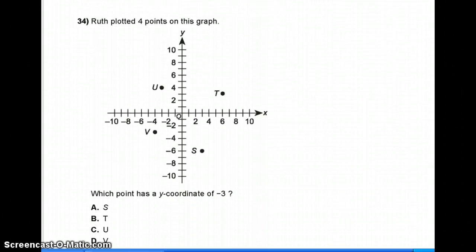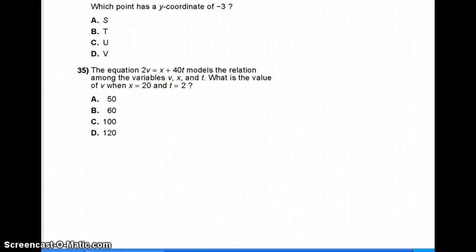Number 34, Ruth plotted 4 points on this graph. Which point has a y-coordinate of -3? Number 35, the equation 2v equals x plus 40t models the relation among the variables v, x, and t. What is the value of v when x equals 20 and t equals 2?